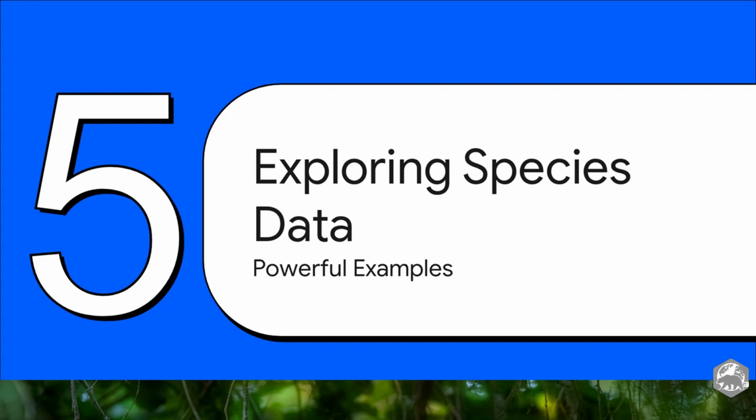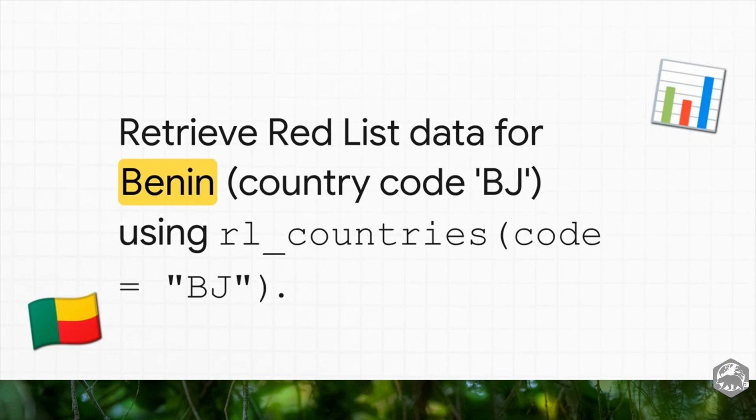All right, this is where the magic happens. You're all set up, so what can you do? Let's check out just a few examples of how powerful this is. Check this out. Let's say you need data for every single assessed species in a specific country, like Benin. You just type this one simple function, rl_countries, and give it the country code. That's it. One line of code, and you get a beautiful, clean tibble with all that data ready to go.